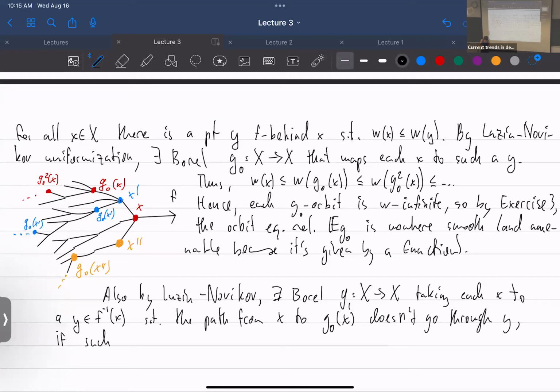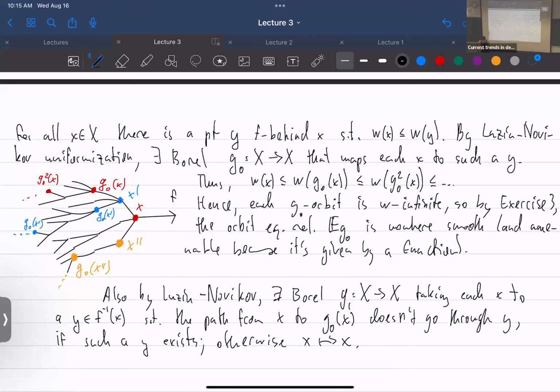G0 is the previous function. I'm defining G1. There can only be one predecessor for some x. Right. So that's if such a y exists. Otherwise, just map x to x. So if there's only one predecessor, then we don't do anything.